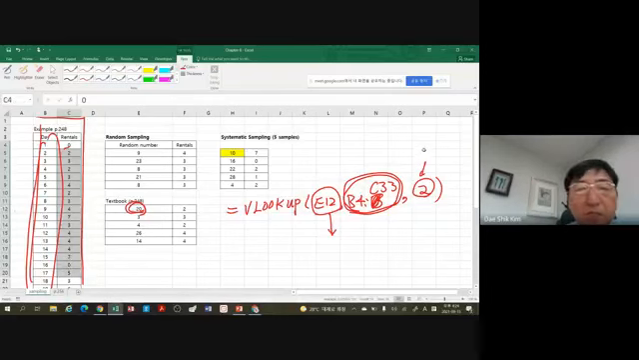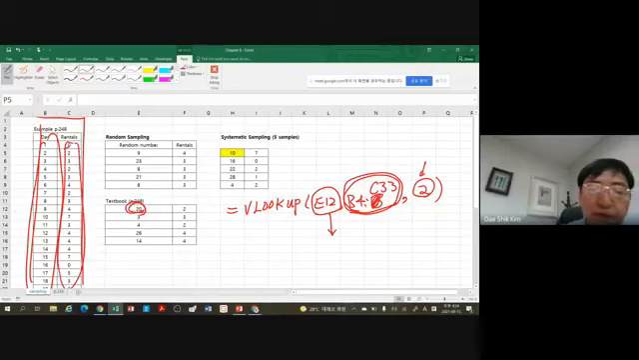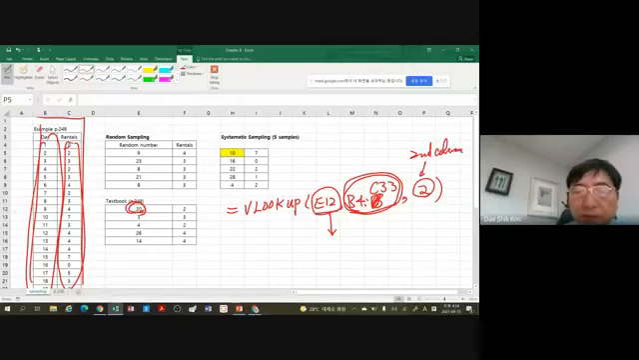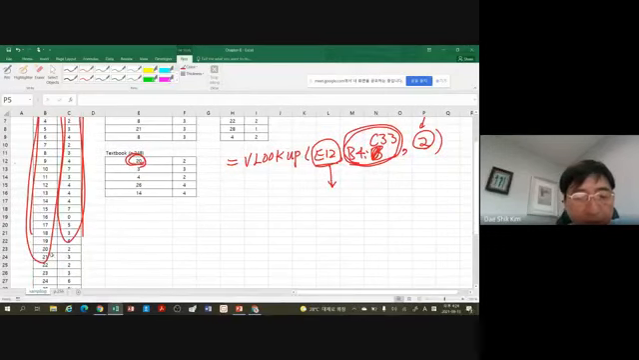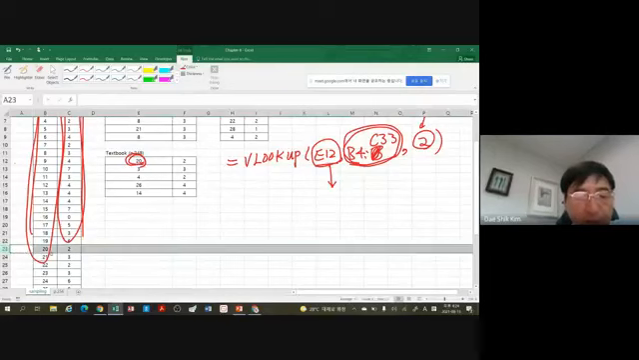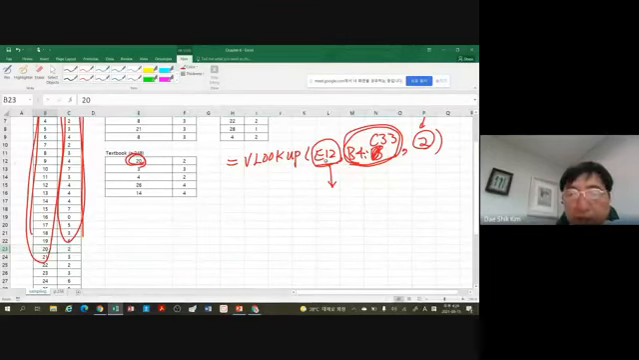The second column will be returned. This is the second column. For example, when 20 is compared, going down, 20 is here. If it finds row 23, 20 is equal to E12, then the second column, 2, will return here.